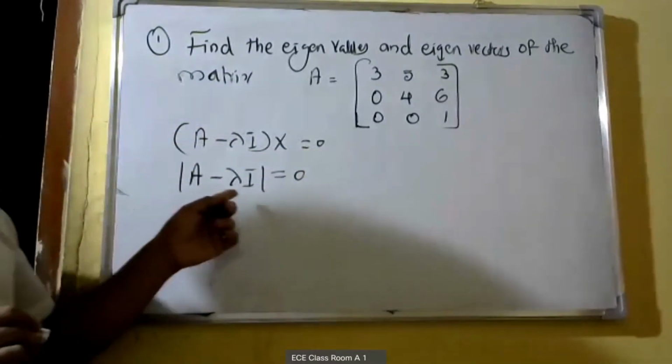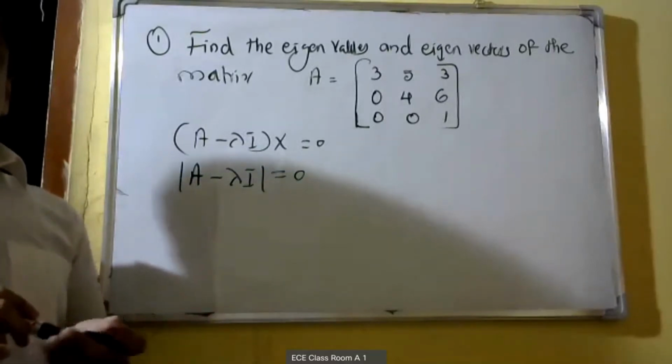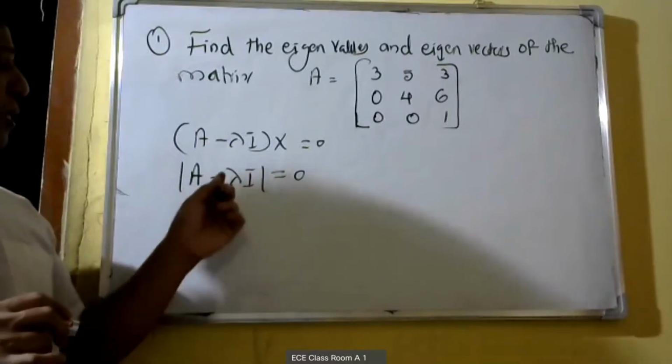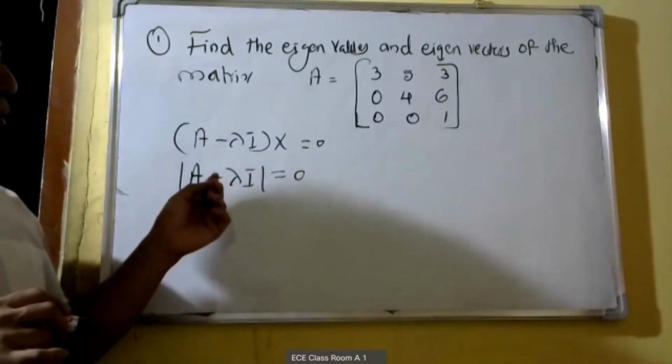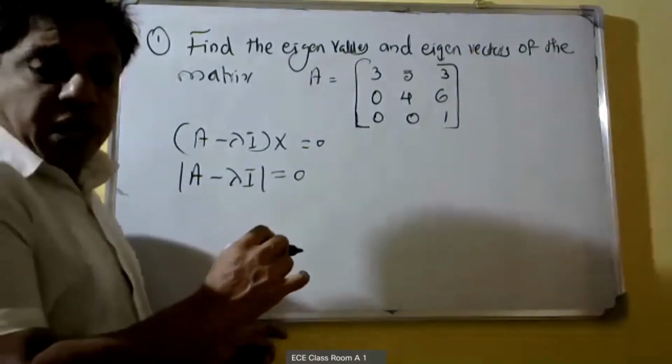Determinant of A minus lambda I equal to 0 is known as the eigen polynomial equation or characteristic polynomial equation. To find this equation, we can use one formula.